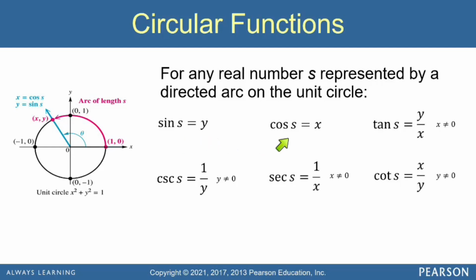Look at all these circular function definitions, and you'll notice that they are exactly the same as our trig function definitions, except instead of talking about the sine of theta and the cosine of theta, we are now talking about the sine of s and the cosine of s. And the variable s just designates to us that we are now working in radians.